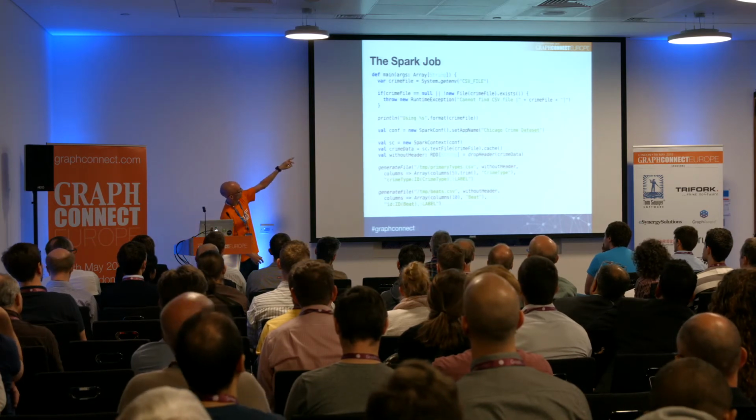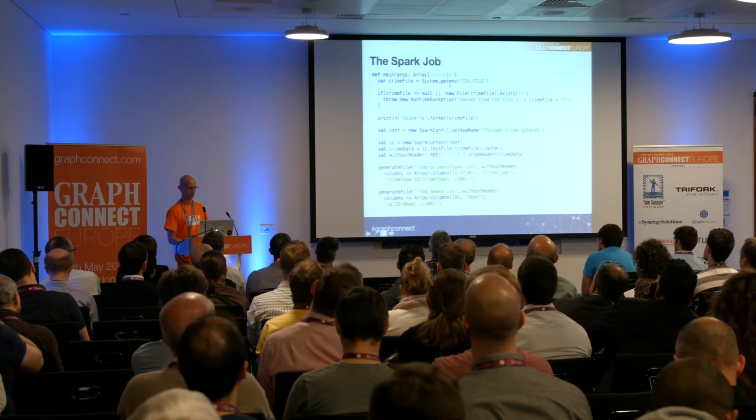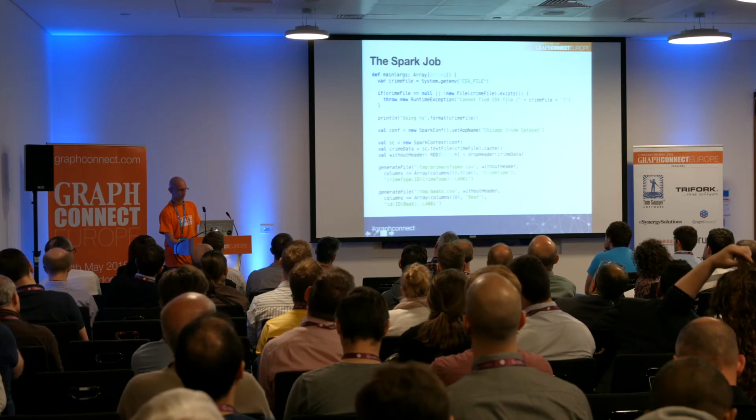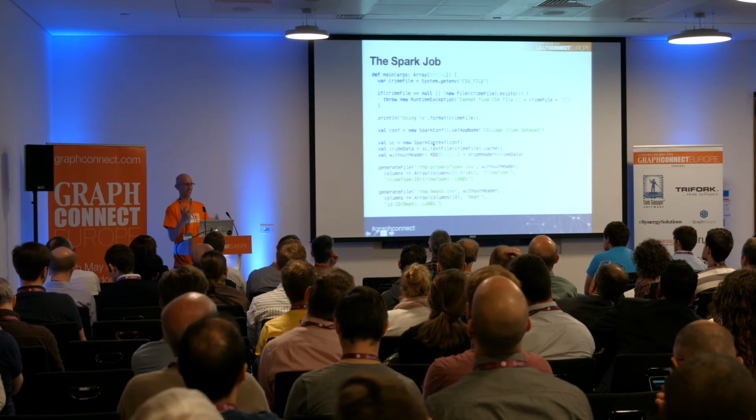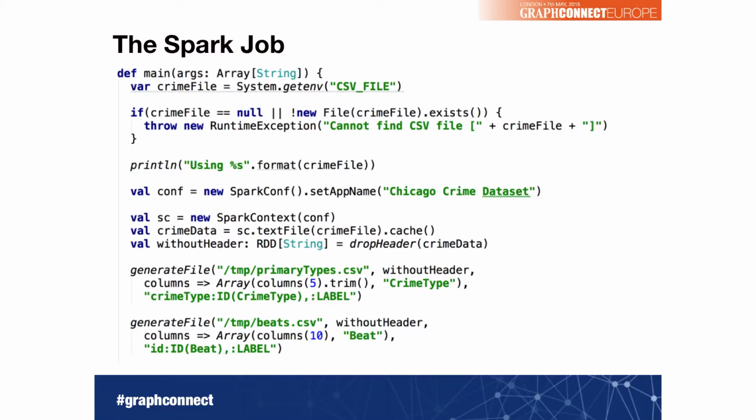So you basically get a job, and you can see on the top line, I tell it, by the way, there's going to be a CSV file. You can get it from this environment variable. Tell me where it is. Create a Spark context, which is just its initialization step, I suppose. Then I get rid of the header, because I didn't want the header. That's literally all that method does.